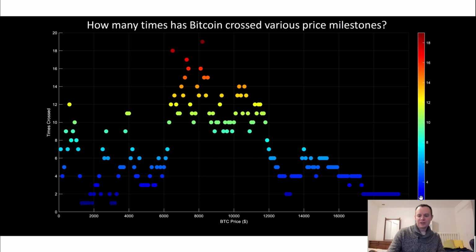So again, the color here is nothing fancy. It's just color coding based on the number of times crossed. As we move up, it goes from dark blue to dark red, just so you can more easily visualize it. I should note that each data point is denominated by $100, and it goes from $100 up to $20,000 in denominations of $100.